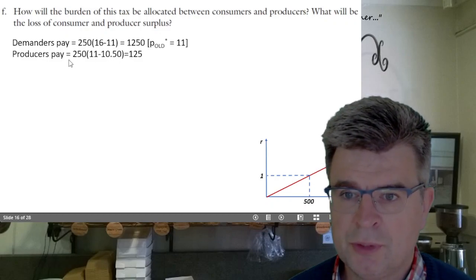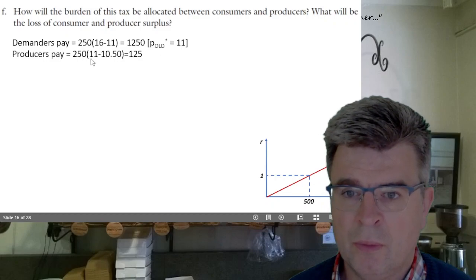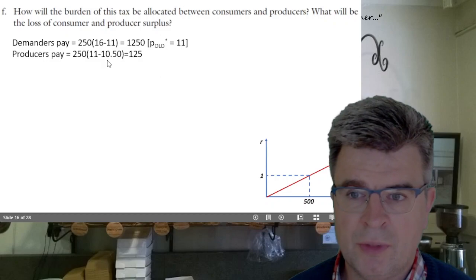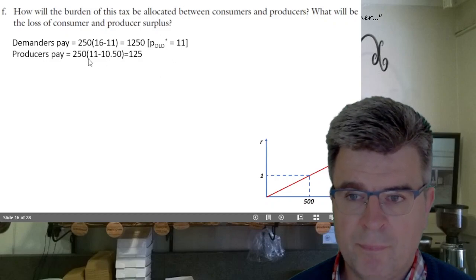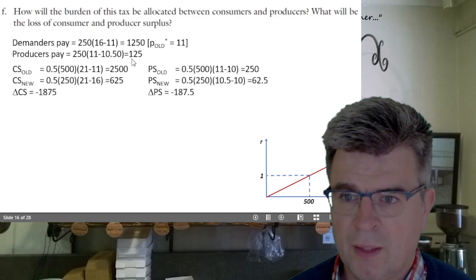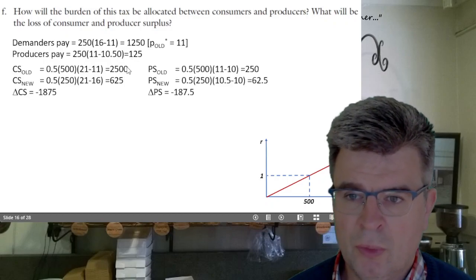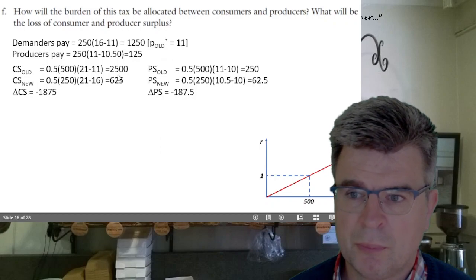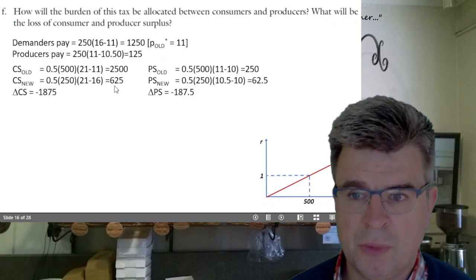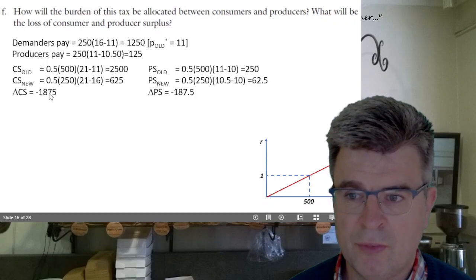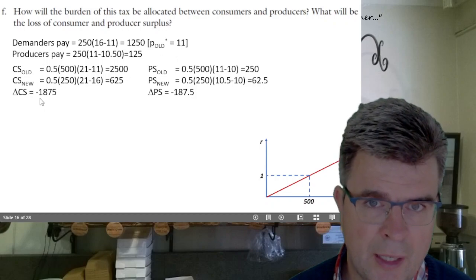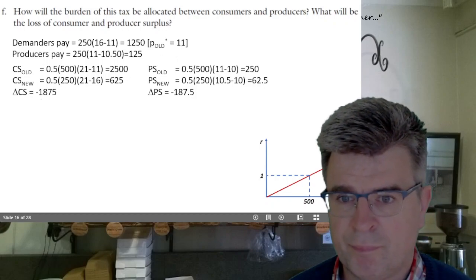The difference is 1,250, the additional expenses by consumers. And the producers received 11 in the old equilibrium. Now they receive 10.50, so they pay in total 125. In the old situation, the consumer surplus was equal to 2,500. In the new situation, it's equal to 625. So the loss in consumer surplus is equal to 1,875.